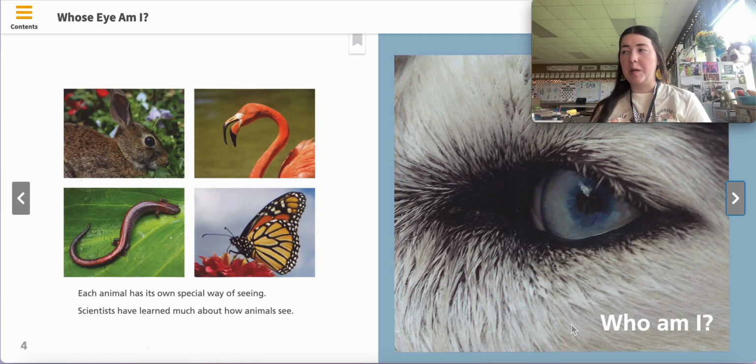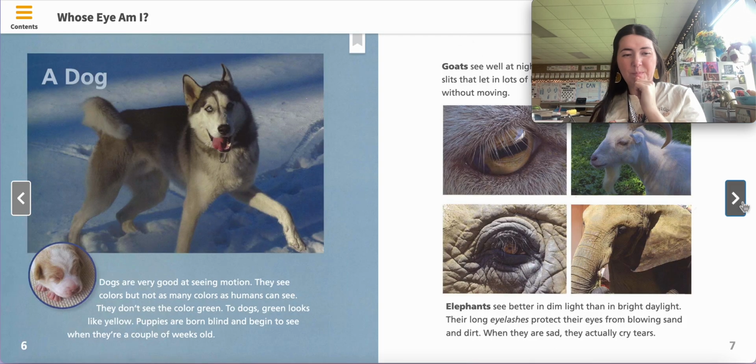So now we start our little game. What I'm going to need you to do is, if you have headphones, turn your little orange microphone down so I can hear your answers to these guesses. So this is Who Am I? Does anyone remember from the beginning of the year or have any guesses of what this animal could be? Any guesses? All right, let's see.